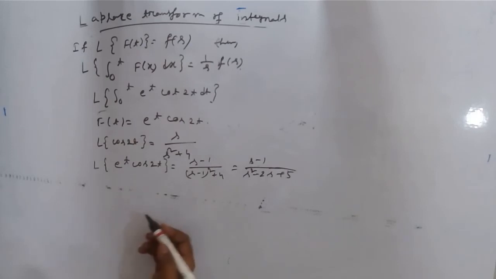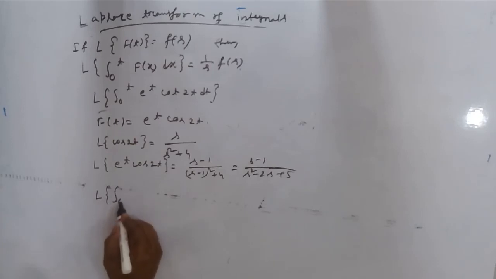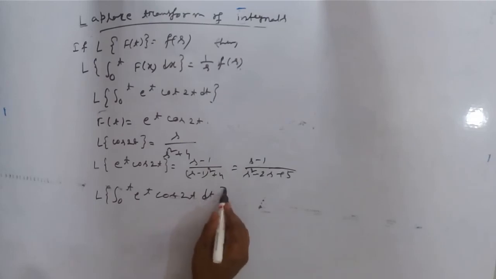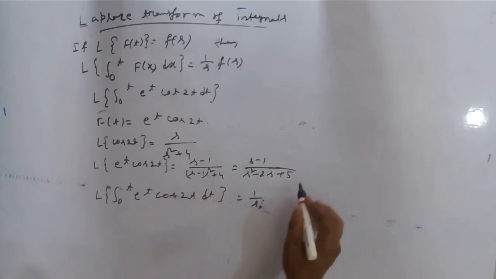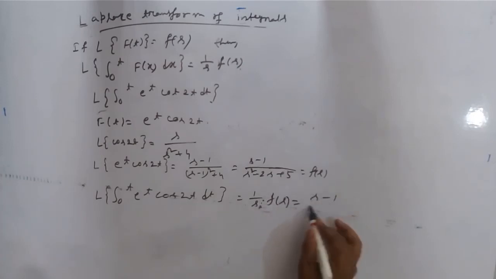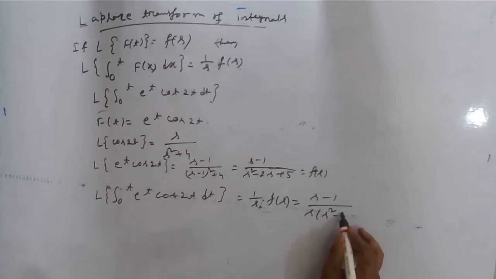So this is the Laplace transform of e to the power t cos 2t. Now it is being integrated from 0 to t, and the Laplace transform of this, that is L of integration 0 to t e to the power t cos 2t dt, will be equal to 1 by s F(s), that is s minus 1 by s into (s square minus 2s plus 5). So this was the property of Laplace transform of integrals.